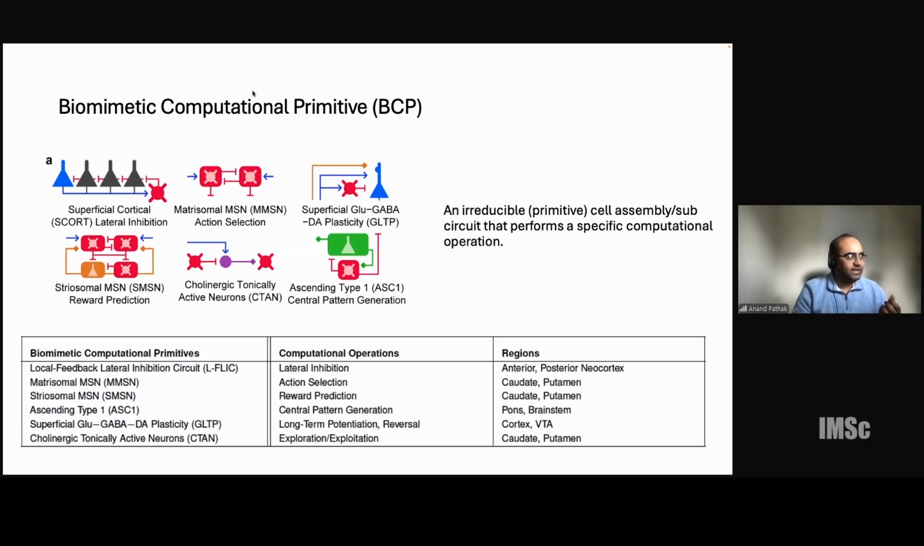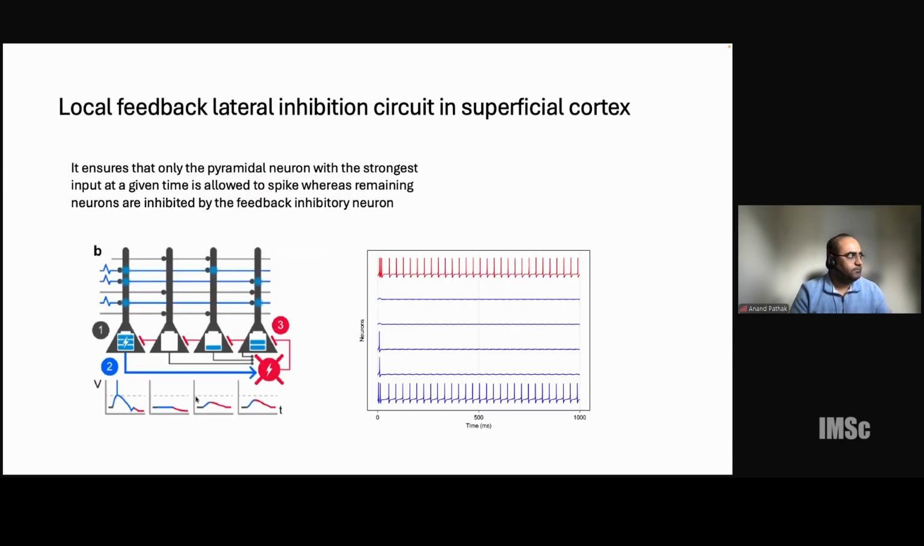And these are examples of some of the computational parameters that we have used in this model. And they are all from the existing literature. Individually, all of them existed in different literature, and we had to consolidate them into a single model. One of them, an important one, is the local feedback lateral inhibition circuit.